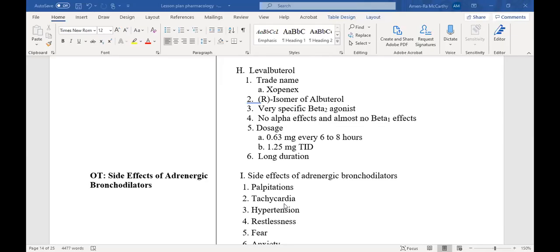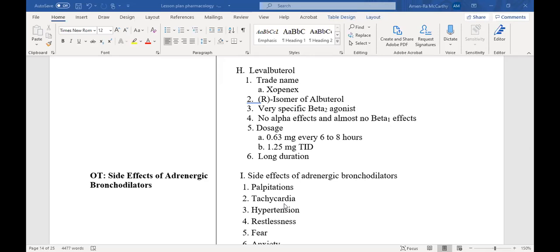Now, levalbuterol comes in 2 strengths. It comes as 0.63 milligrams every 6 to 8 hours, or 1.25 milligrams 3 times a day. And it lasts pretty long. That's why it's so expensive. You don't have to give it every 4 hours. You can give this one 3 times a day, or every 6 to 8 hours. That's what you want right there. But it costs so much that they usually just do albuterol, unless the person has a heart effect that means you can't give them albuterol, okay?